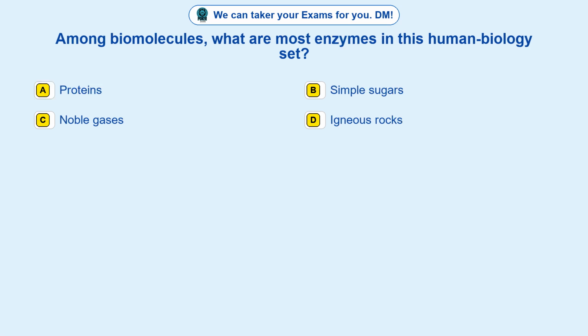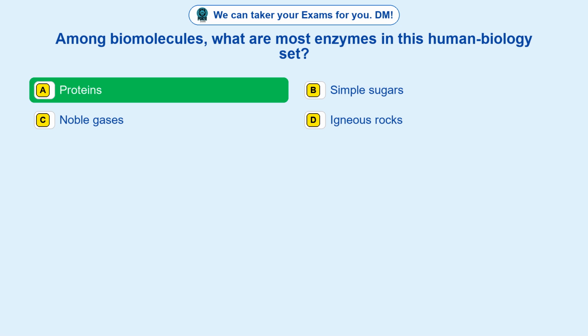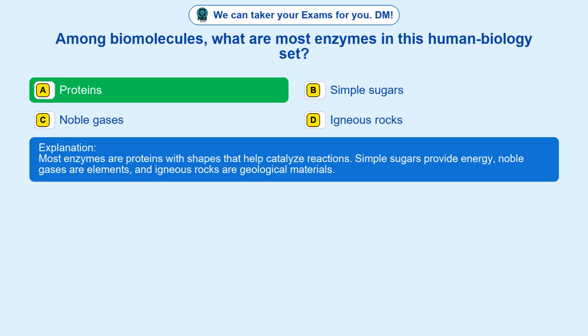Question 30. Among biomolecules, what are most enzymes in this human biology set? Option A, proteins. Option B, simple sugars. Option C, noble gases. Option D, igneous rocks. The correct answer is option A. Proteins. Most enzymes are proteins with shapes that help catalyze reactions. Simple sugars provide energy, noble gases are elements, and igneous rocks are geological materials.